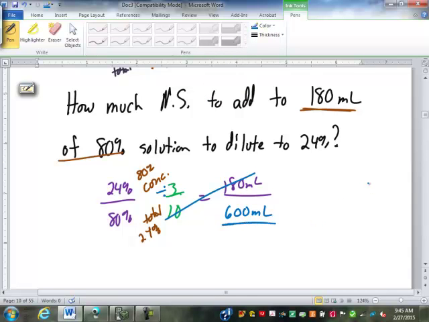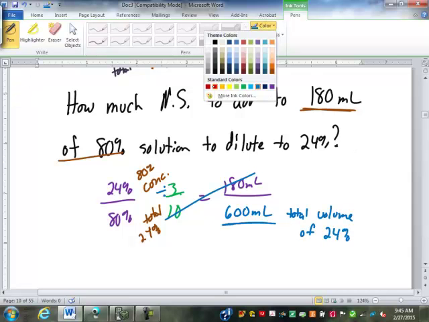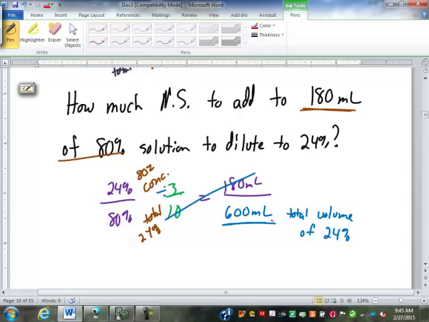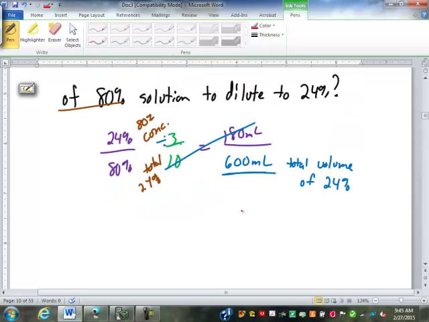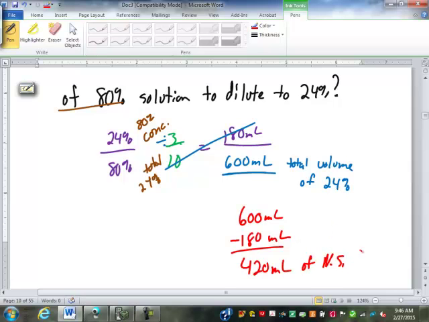Is that the number we're looking for? No, that's the total volume of the 24% when we're done. What we need to do is take that 600 milliliters and subtract 180. We get 420 milliliters. The difference in the volume must be made up by that neutral solution.